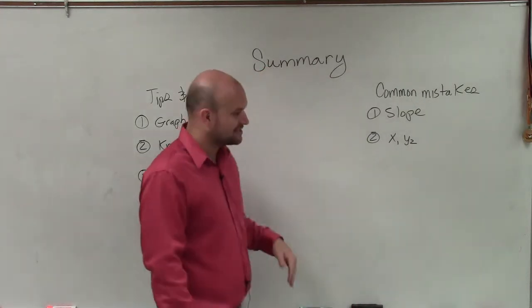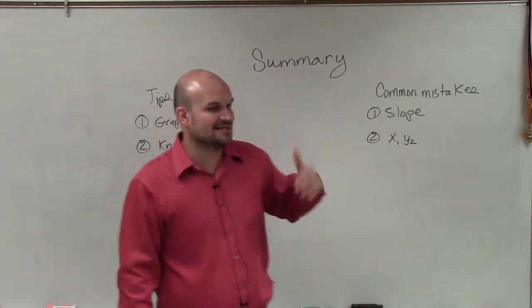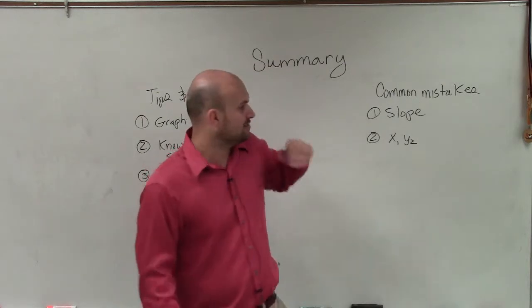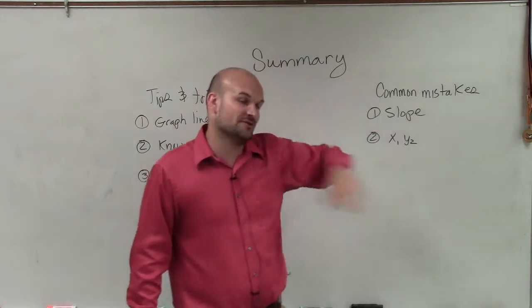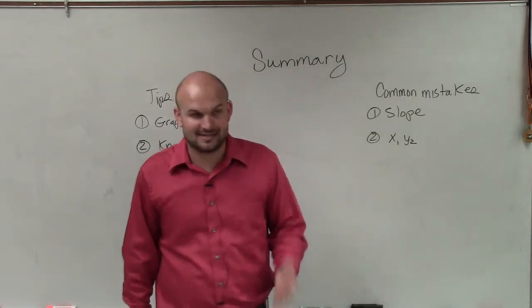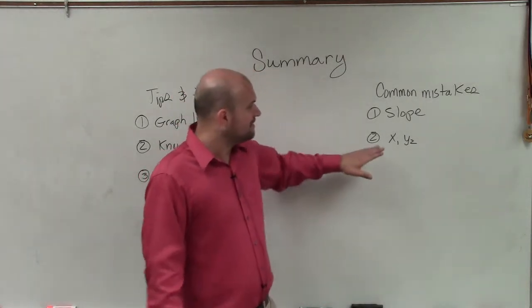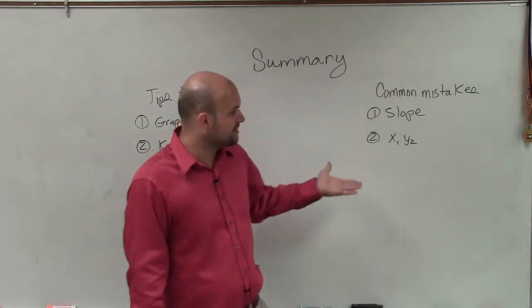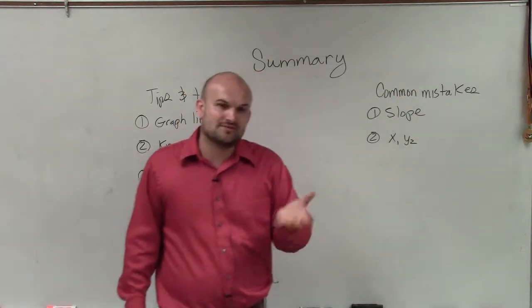Now, some common mistakes. Students a lot of times confuse the slope with perpendicular, or they forget about it, so they use the wrong slope. They'll do the right process, but they forget the slope for parallel lines. The next mistake, especially in point-slope form, or even in slope-intercept form, is that they plug in the wrong points for x and y.